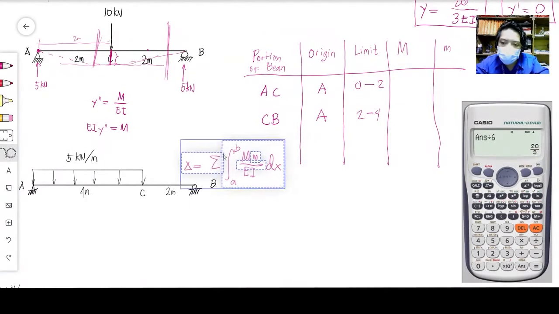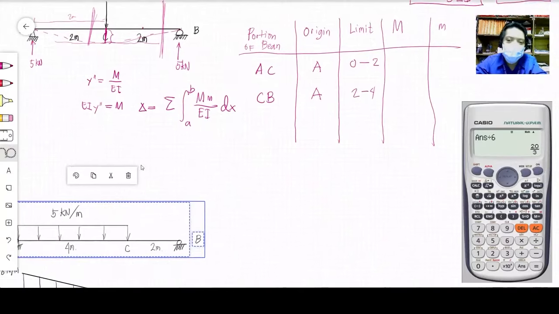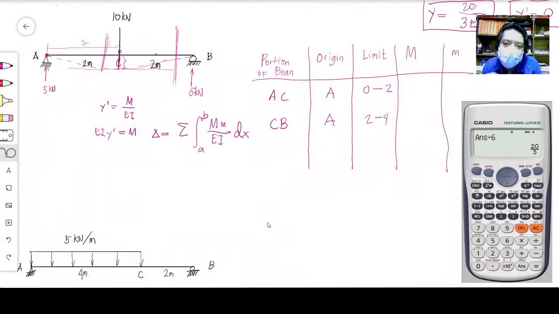Let us try to find the moment equation of the beam due to the actual load. Take note, capital letter M is the moment due to the actual load, an actual load like this one. At segment AC, we pass a cutting plane there. This is 5, and this is x. So your moment is equal to 5x. That's your moment. Now for segment CB.